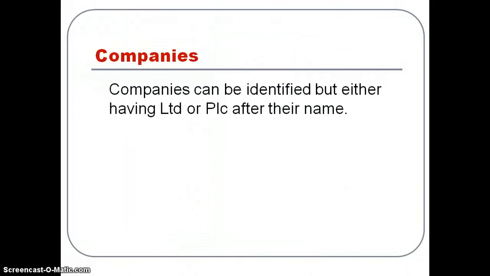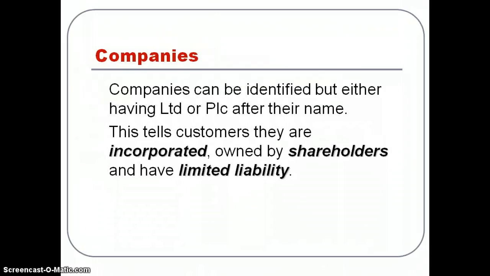So, we'll start off then with companies. We can tell if a business is a company because it will have LTD or PLC after their name. So for example, Tesco's is Tesco's PLC. The abbreviation tells customers that that business is incorporated, owned by shareholders, and has limited liability. And you'll recognise some of those terms from last time round, except we had unincorporated and unlimited liability. So remember that for when we come to those.